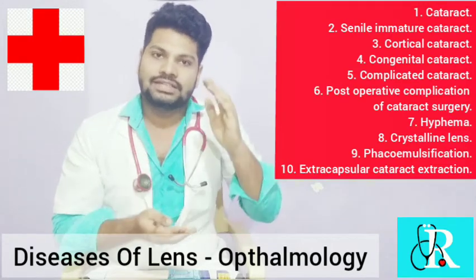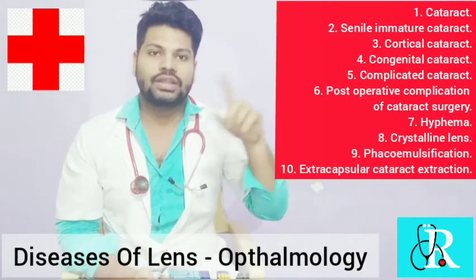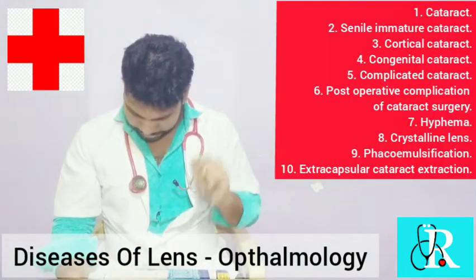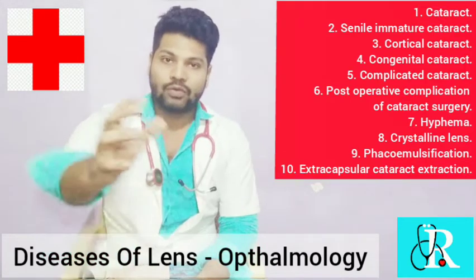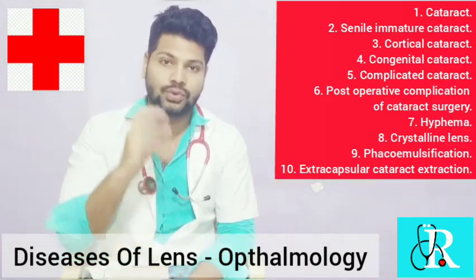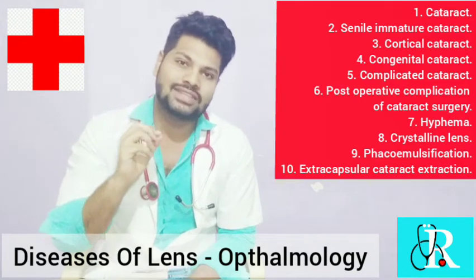It is a simple, elastic, flexible, and transparent anatomical structure present within your eye that focuses light over the retina. Next comes phacoemulsification. What is phacoemulsification now? Phacoemulsification refers to extracapsular extraction. What is this extracapsular?